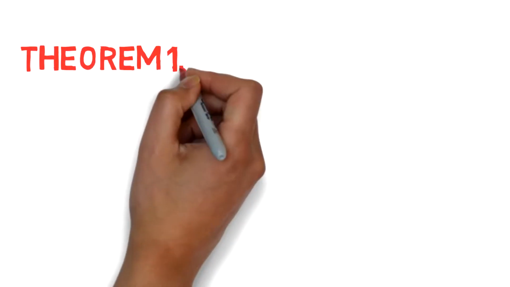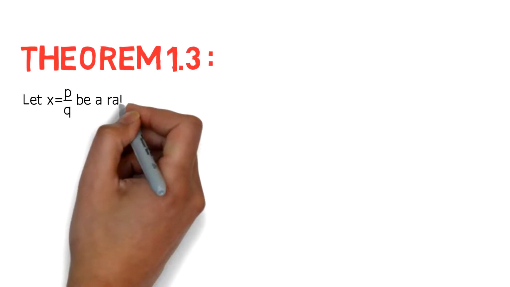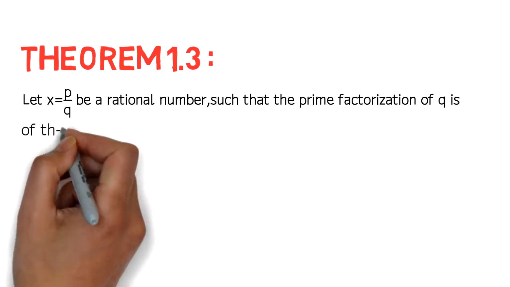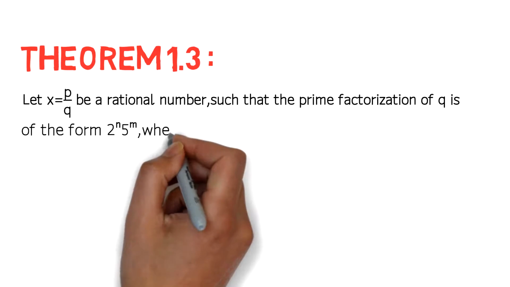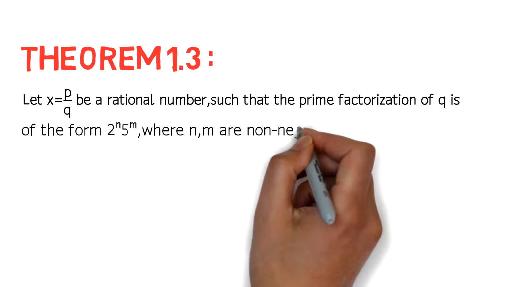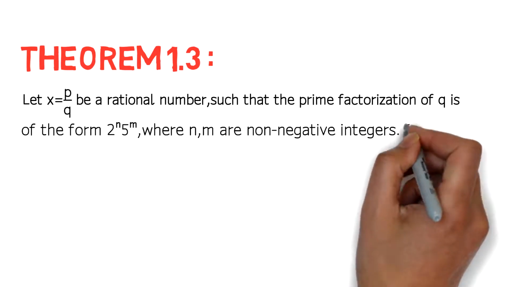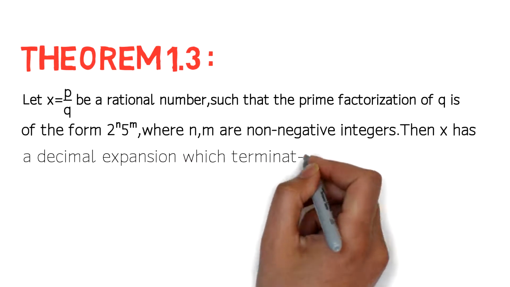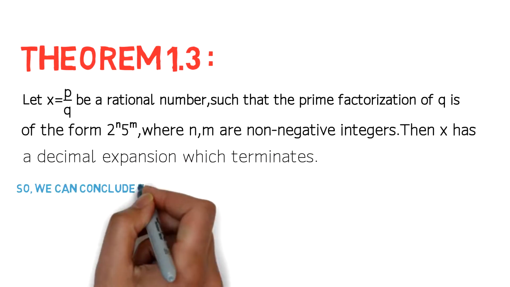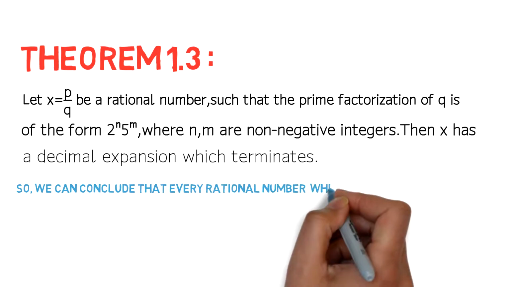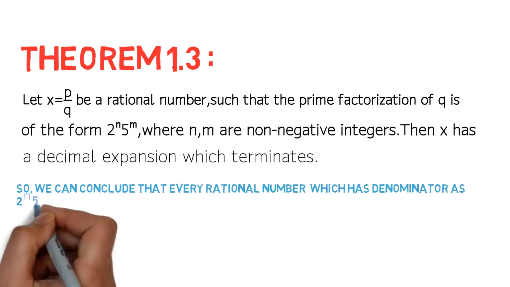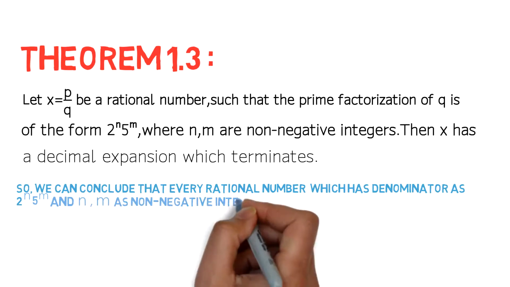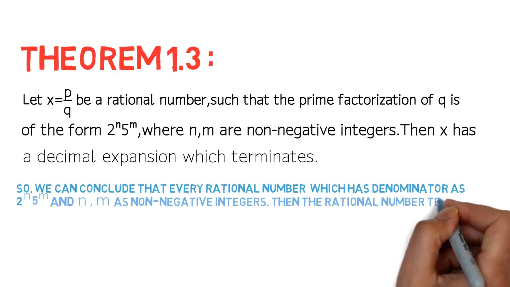Theorem 1.3. Let x equal to p by q be a rational number such that the prime factorization of q is of the form 2 power n into 5 power m, where n, m are non-negative integers. Then x has a decimal expansion which terminates. So we can conclude that every rational number which has denominator of the form 2 power n into 5 power m, where n, m are non-negative integers, has a terminating decimal expansion.